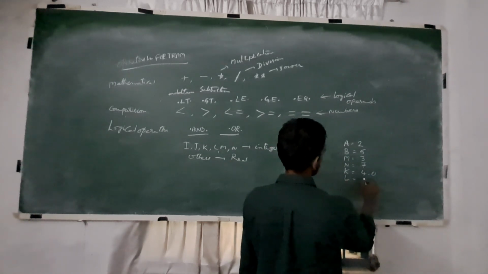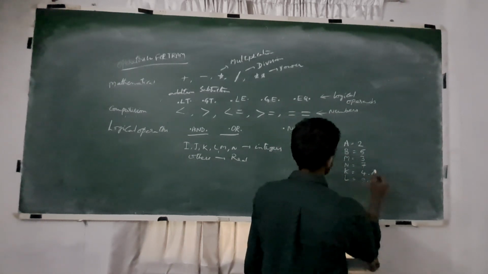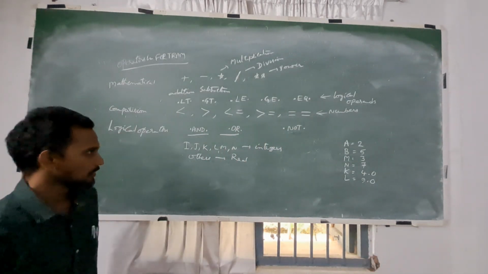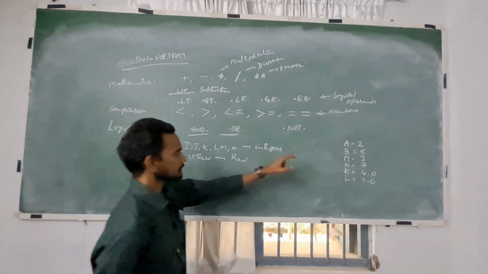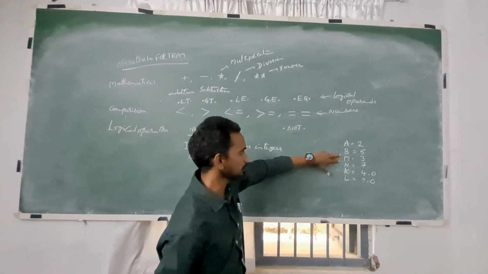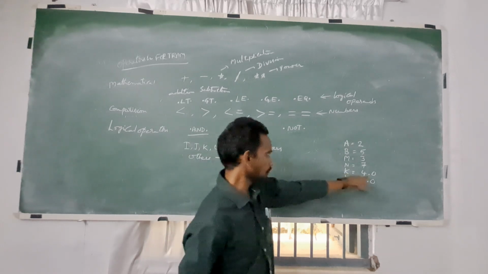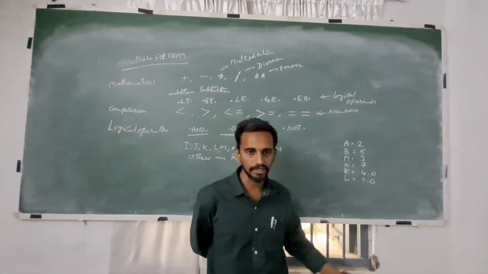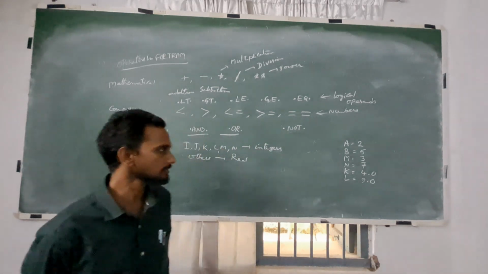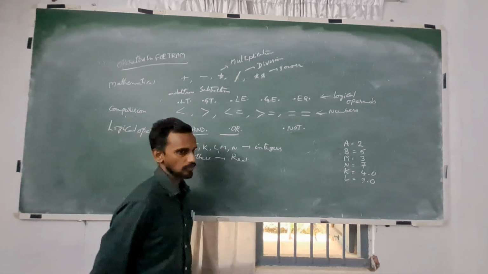L is 9.0. So I am not defining any variable here. By default, these will be considered as real numbers. This will be integer. This will be integer. But I am assigning a real number to that. So I want to see whether it gives an error or not.